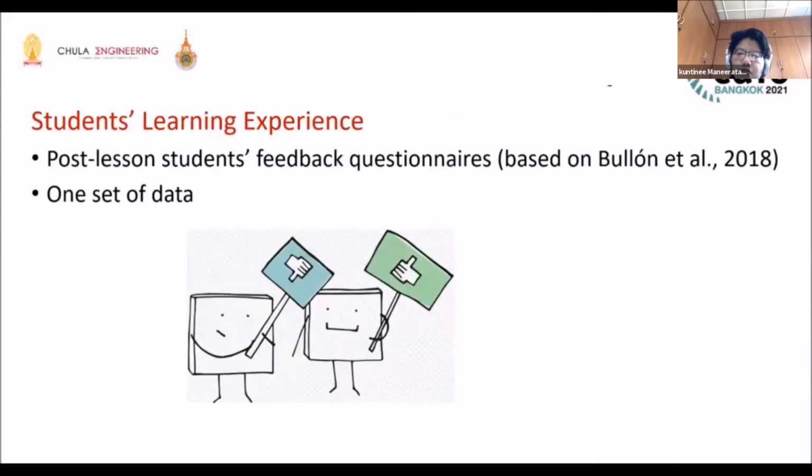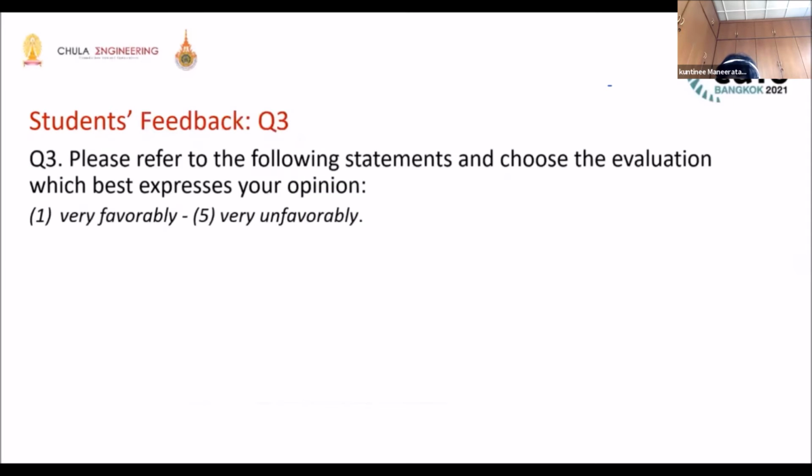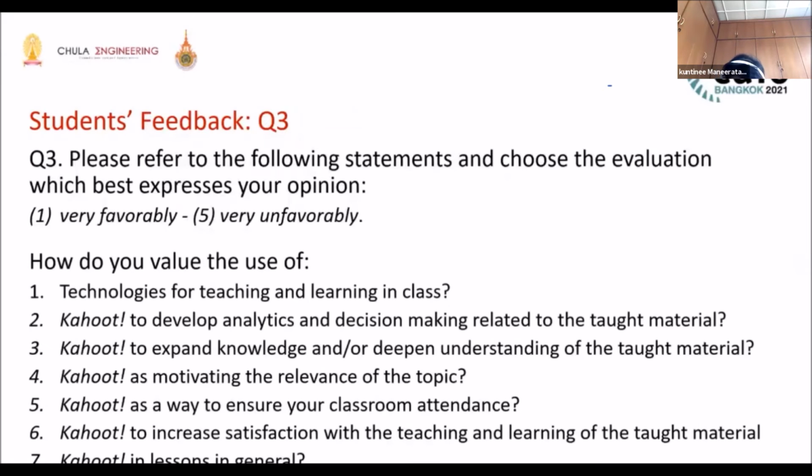After the Kahoot lessons, we administered students' feedback questionnaires in order to examine their learning experience. We considered all of the questionnaires as one set of data, since they do not relate to mathematical content. The most relevant questions for feedback are questions number 3 and 4. We asked the students to rank the value of different aspects of the Kahoot activity, which are listed here. For example, the use of technology for teaching and learning, and the use of Kahoot as a means to develop analytical thinking and increase motivation.